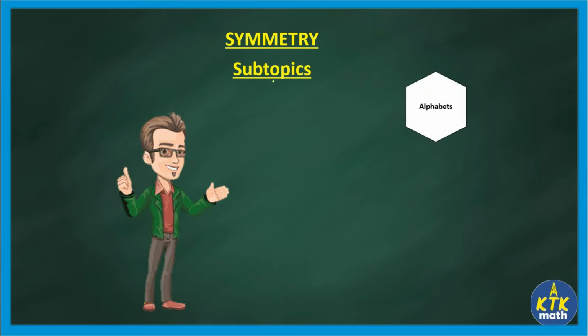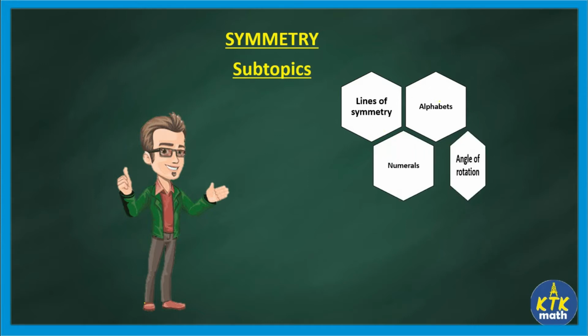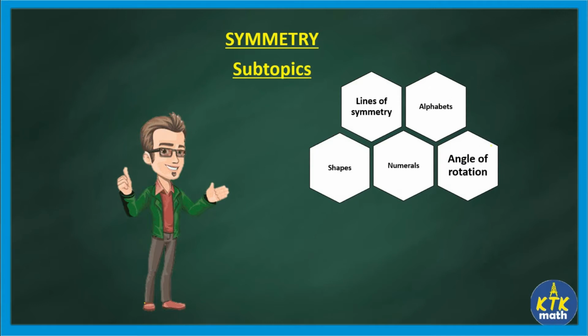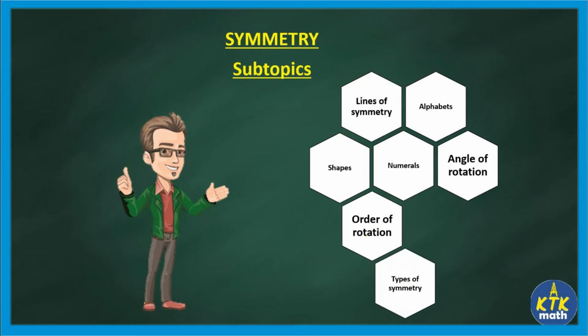Before getting into solving objectives, let us recall the subtopics in symmetry. Symmetry starts with the lines of symmetry. You are going to find lines of symmetry for alphabets, shapes and numerals, and then you will have angle of rotation concepts. Based on angle of rotations, you will learn order of rotation and then types of symmetry like mirror symmetry, reflection symmetry and so on. Then a few diagram based questions will also be there.